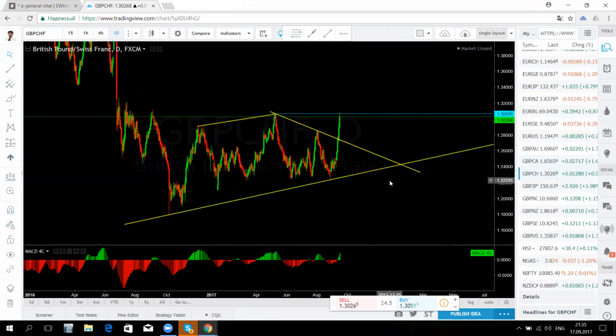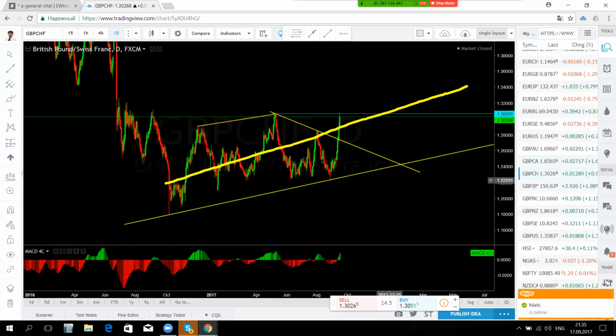All the punk pairs move. This one retested the top. It's still a consolidation, right? This is still a consolidation. They break the top. We would look for reversal points here.